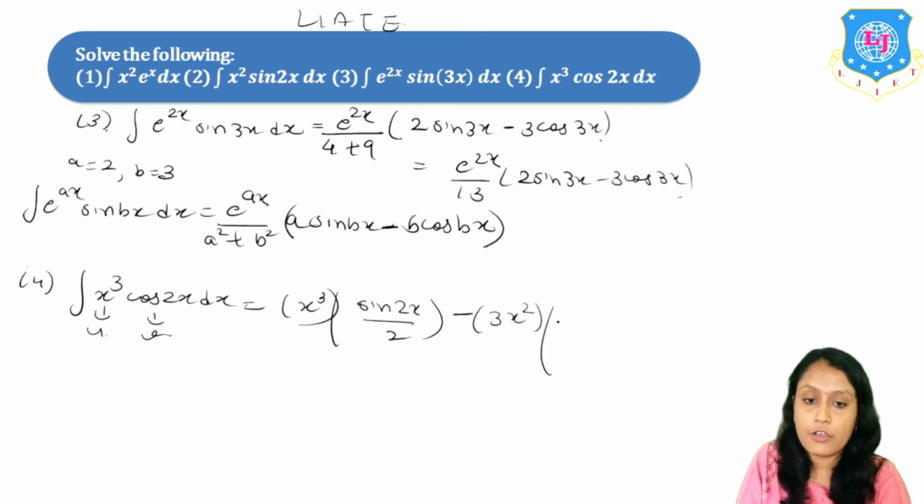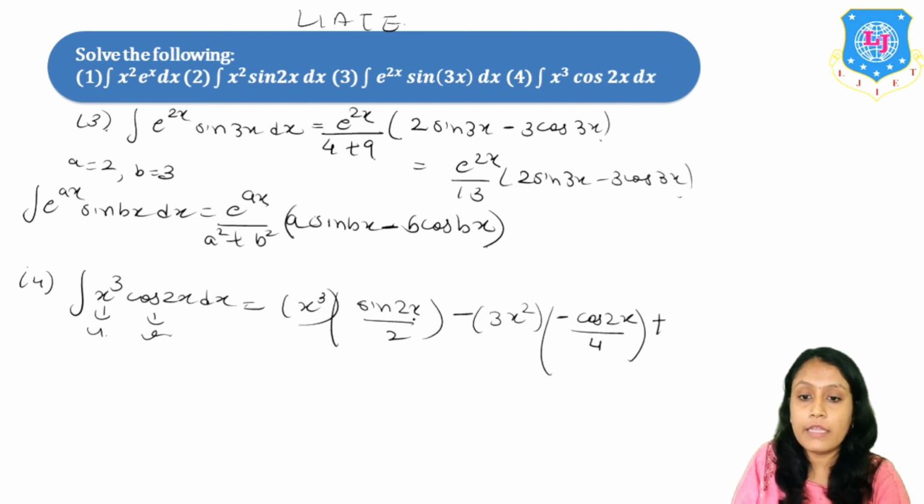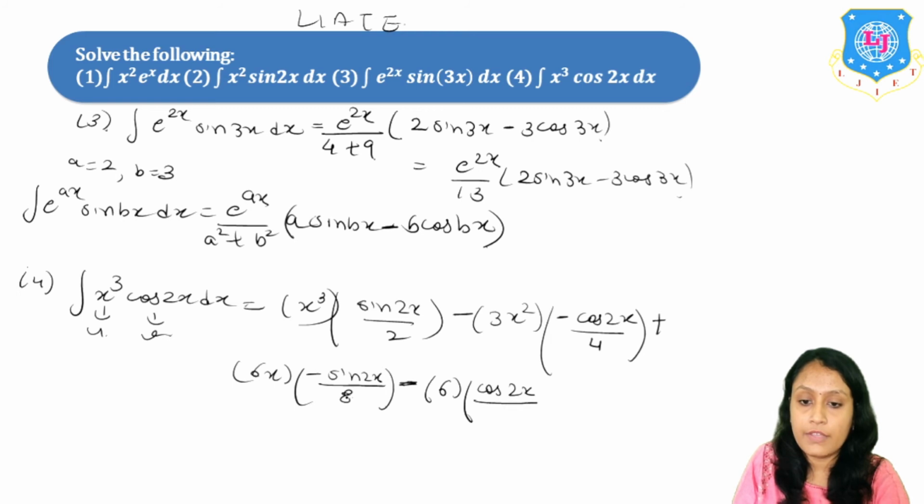Okay, integration of the second bracket, so minus cos 2x upon, we have 2 again, divide by 2, so 4, then plus. Again the derivative of this bracket will give you 6x, and integration of this term is minus sine 2x, we have 4 again multiplied by 2, so 8. Then here we have used plus, so now it will come with a negative sign. At last the derivative is 6 and again integration will give you cos 2x. We have 8 multiplied by 2, so it will give you 16.